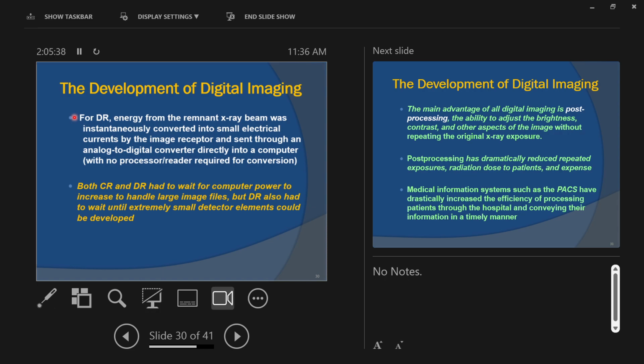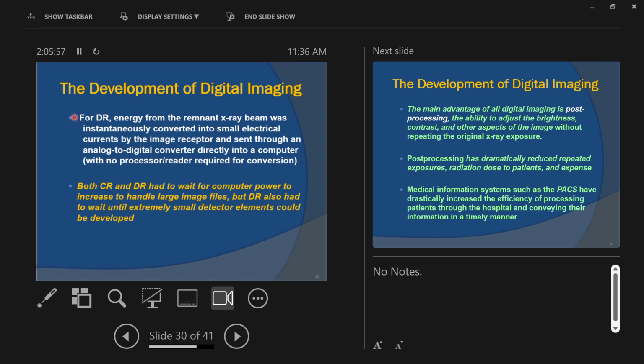So primary radiation comes out of the tube, interacts with the patient or object. Remnant radiation or remnant beam exits the patient. That's what carries the information. And that's what's stored on the image receptor, or in the case of DR, that's what's immediately converted into the signal.